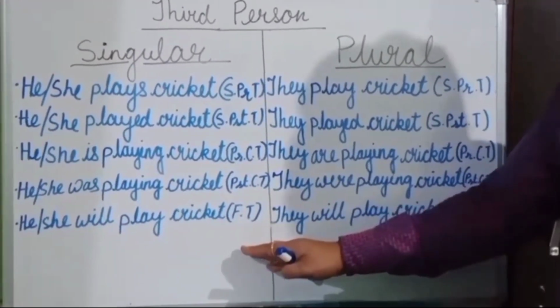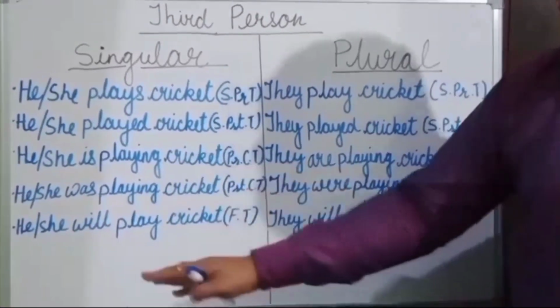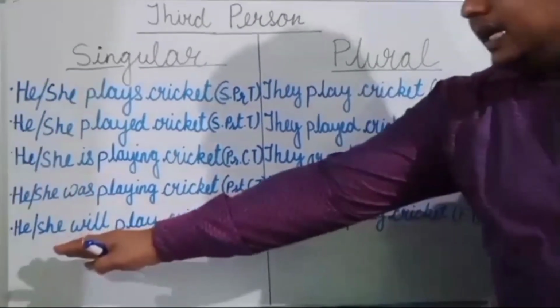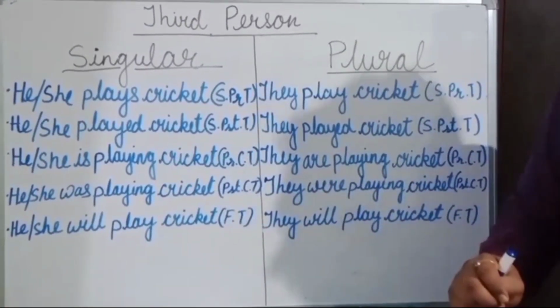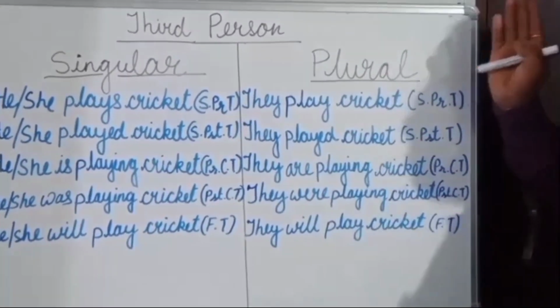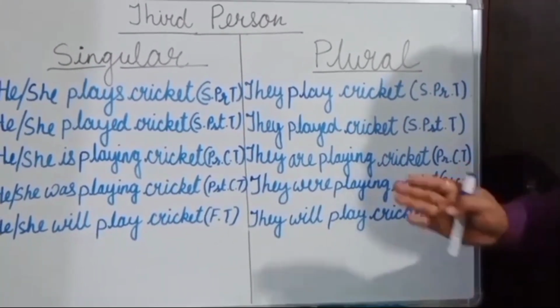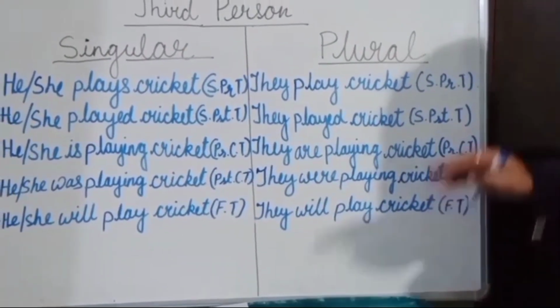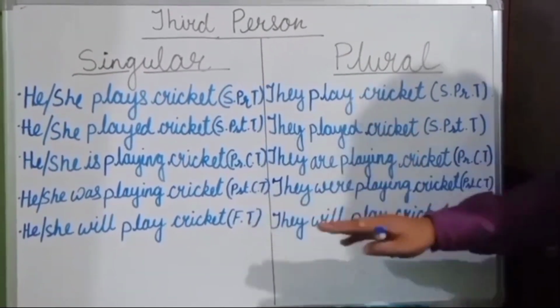In future tense, we will use the auxiliary verb will and first form of verb. He or she will play cricket. In third person plural, we have they as the subject. So in simple present tense, we will use the first form of verb.